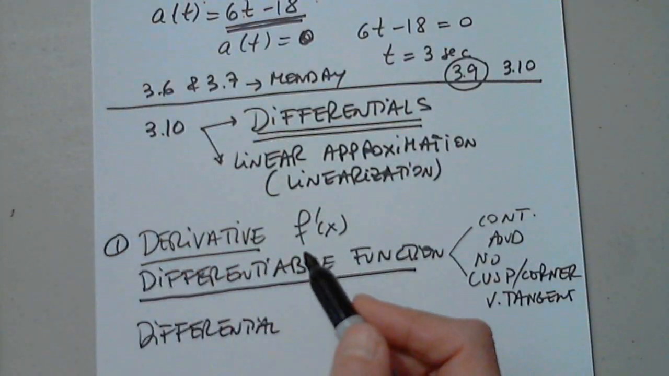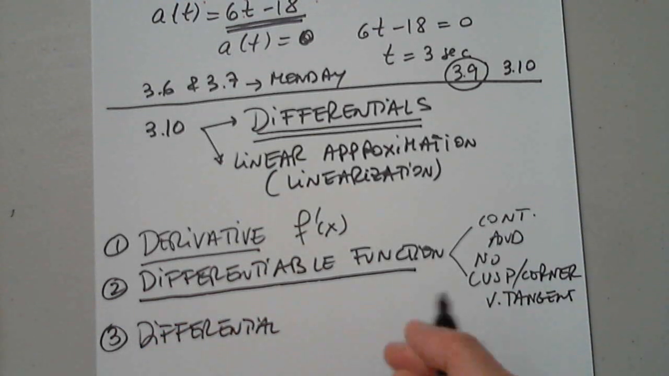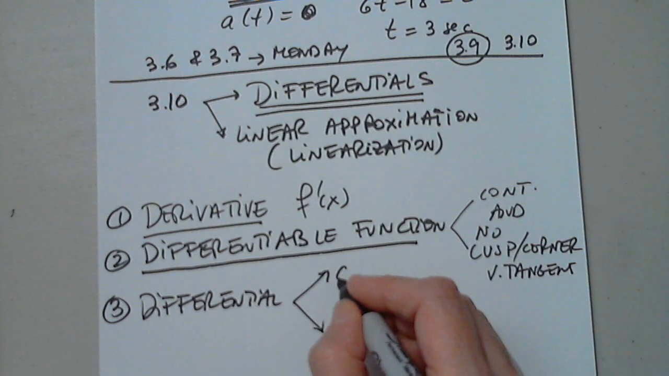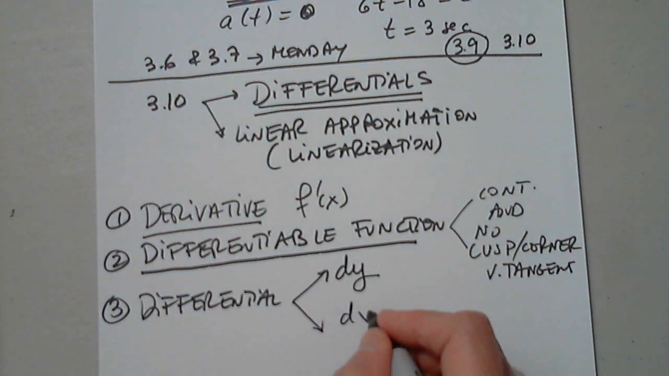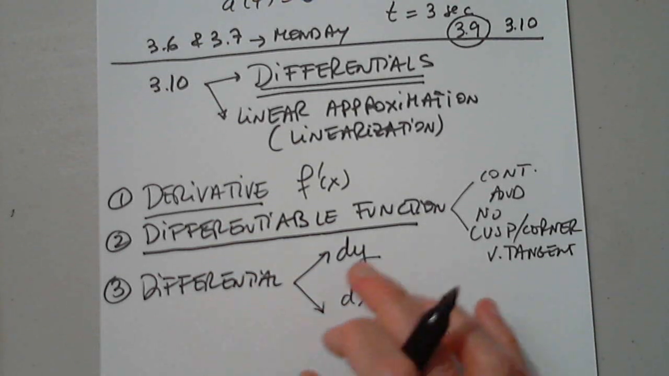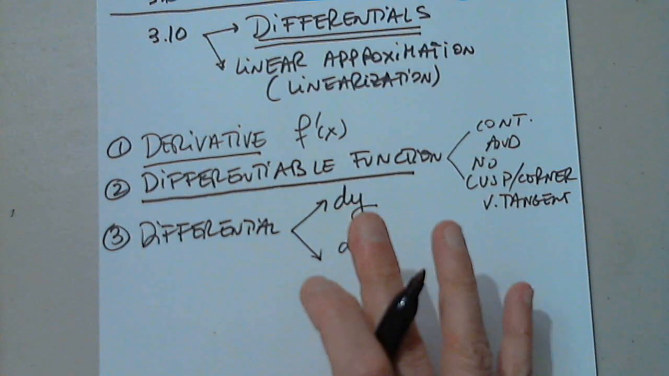So number one is one thing. Number two is something else. Number three is something else. There are two different differentials, dy and dx. What is this? The differential of x. What is this? The differential of y. Not so fast. So let's go back to a graph.